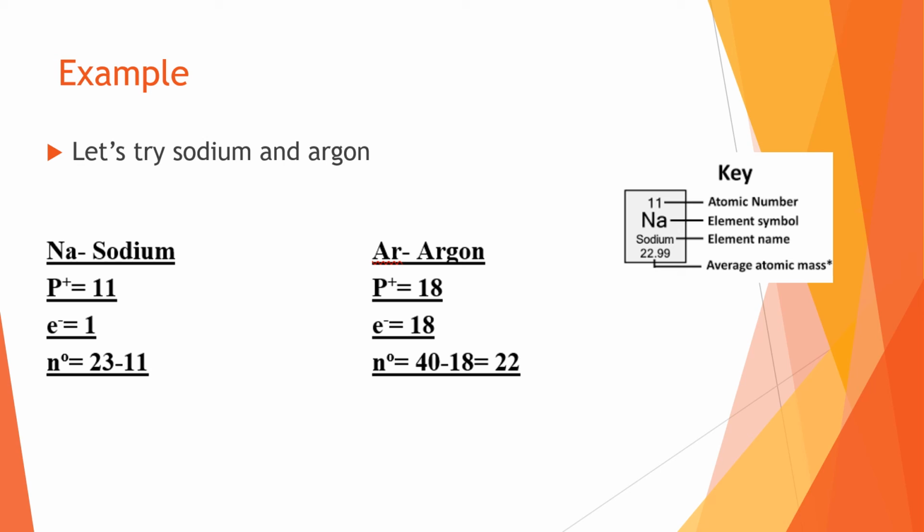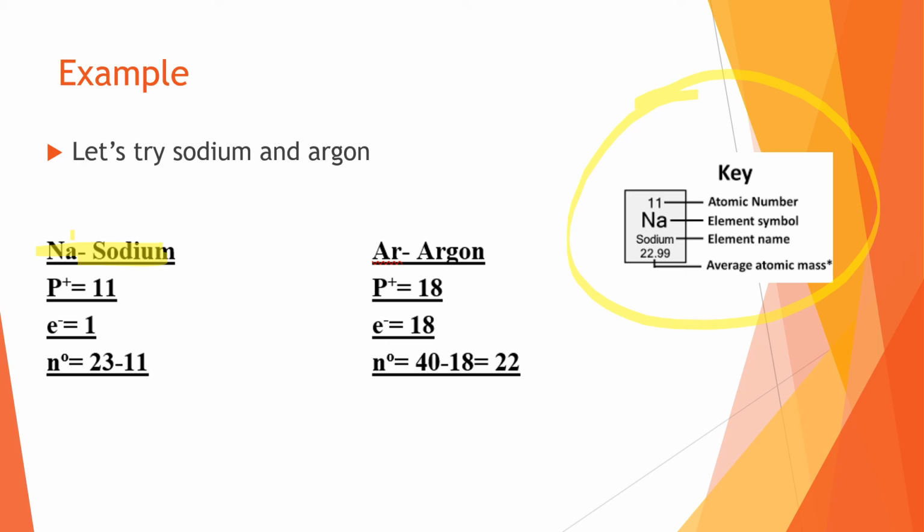We're going to do a couple of examples together here. It's already been written out, but we'll go step by step. Let's try sodium and argon. You'll look at your periodic table, which you'll all have as a reference sheet, and find sodium. Sodium's symbol is Na. The atomic number is that top number. Remember that the atomic number is also equal to the number of protons and the number of electrons.